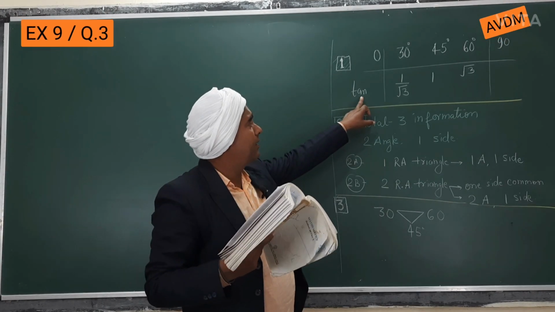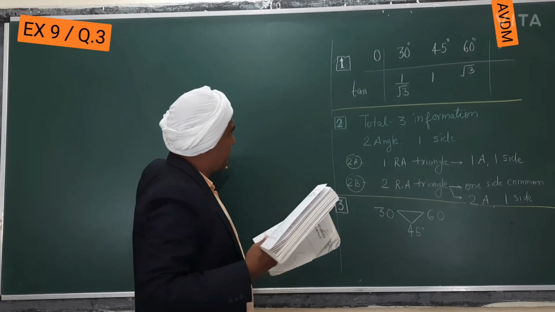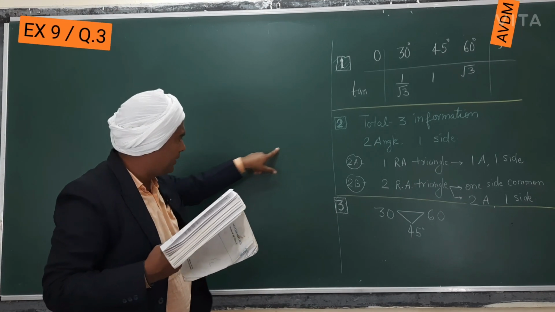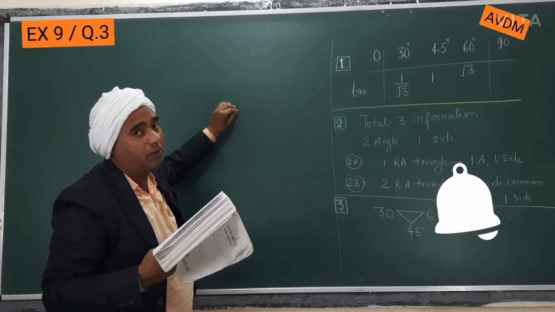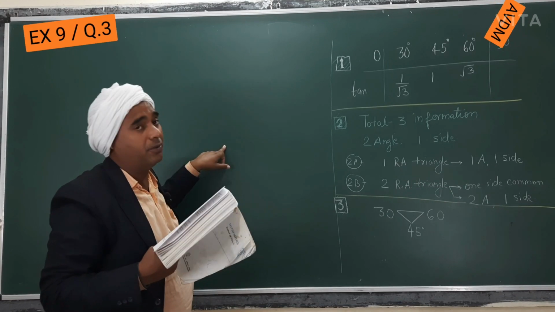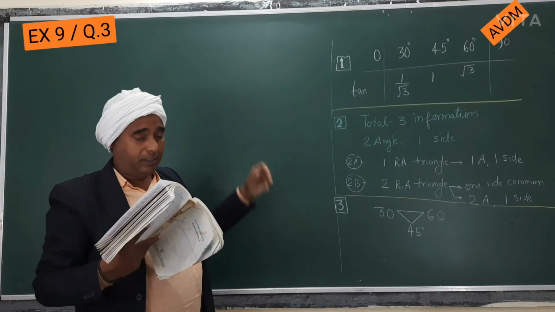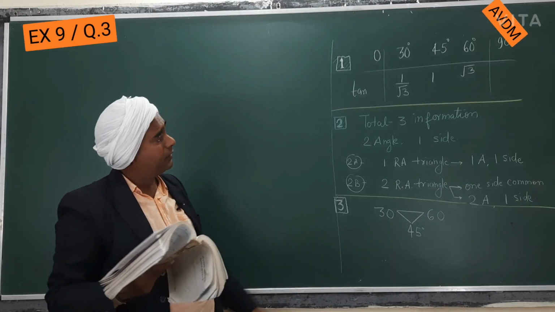Because tan theta is related to the height and distance in a right angle triangle. So I will tell you, when we talk about the hypotenuse, sin theta will be used. When we talk about perpendicular and base, then tan theta.